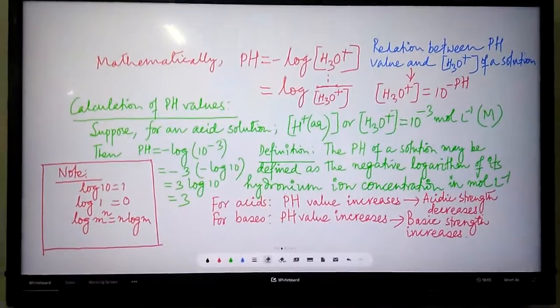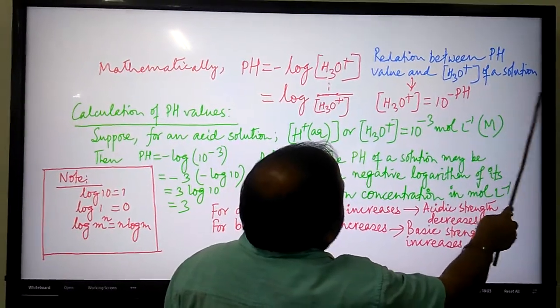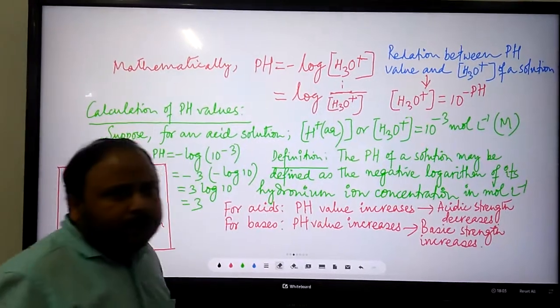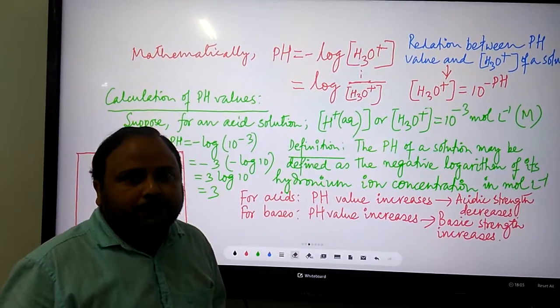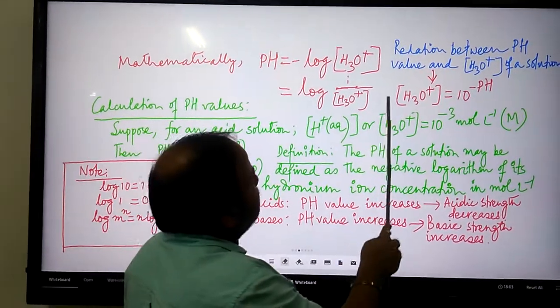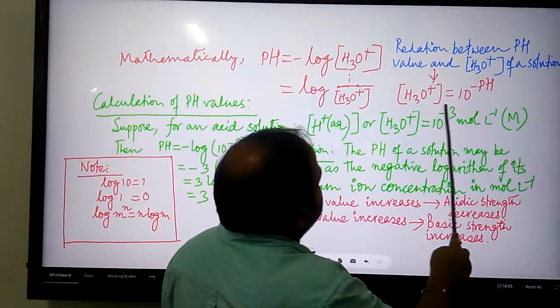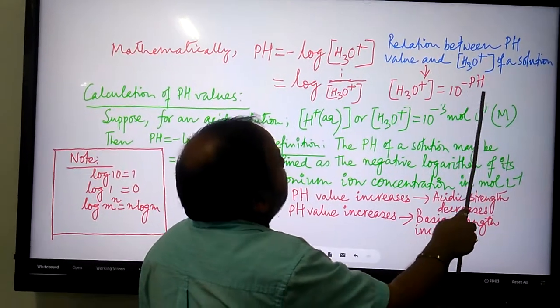We can also establish the relation between pH value and hydronium ion concentration of a solution. Suppose I have told you that pH value of a solution is 5. What is its hydronium ion concentration? You can simply use this relation. Hydronium ion concentration in that case will be 10 to the power minus pH, that is 10 to the power minus 5.